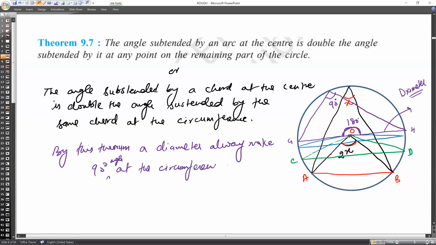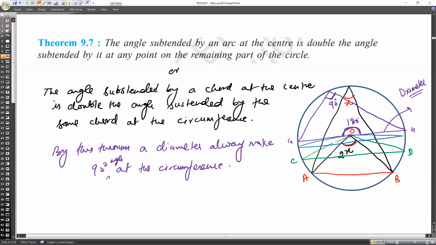What I want to say here is that if I keep moving, this angle will keep increasing, and the maximum possible this angle can be is 180 degrees. Half of 180 is 90 degrees. So the maximum angle a chord can make at the circumference is 90 degrees.